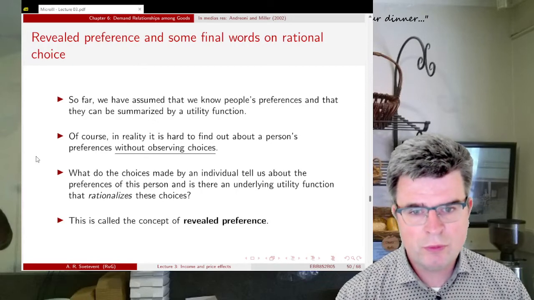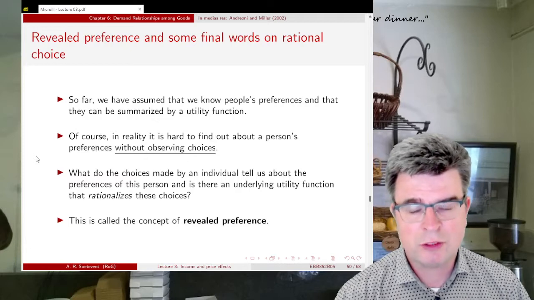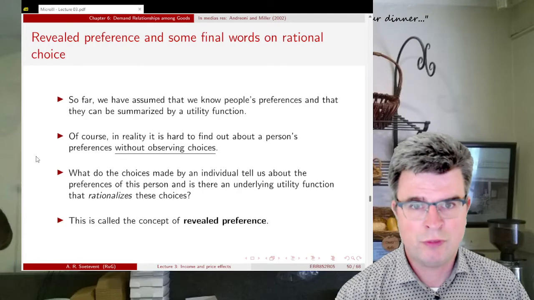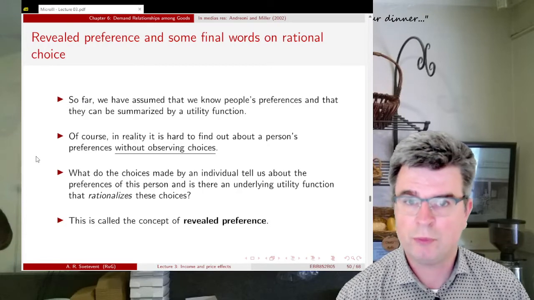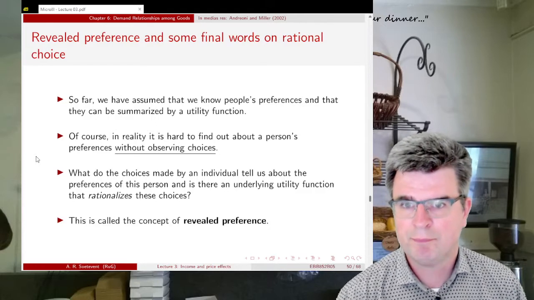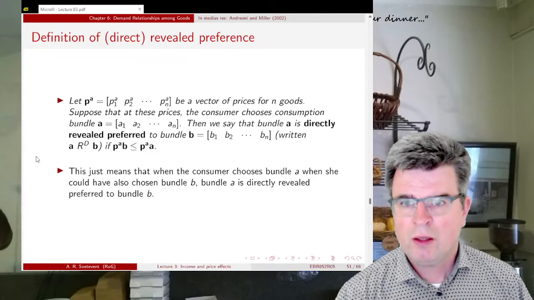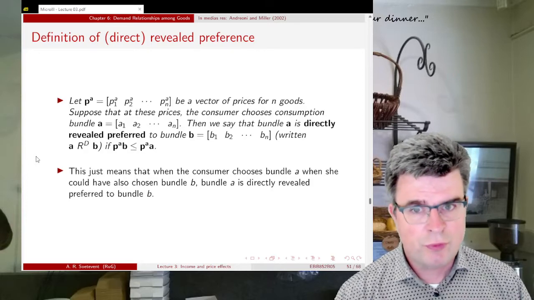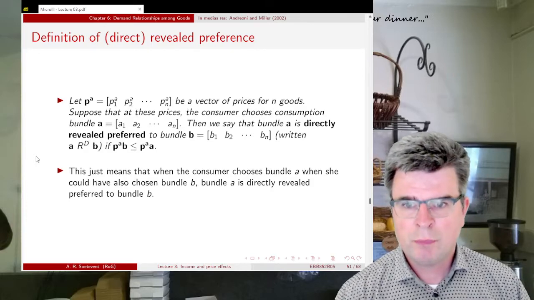So what do the choices that people make tell us about their underlying preferences? That is the topic of revealed preference. People reveal their preferences by the choices that they make. So what is the definition of revealed preference, or direct revealed preference?